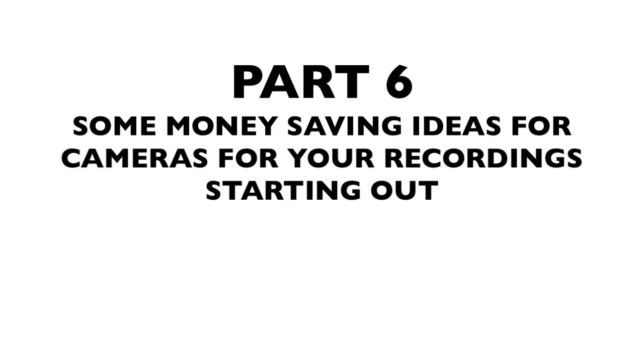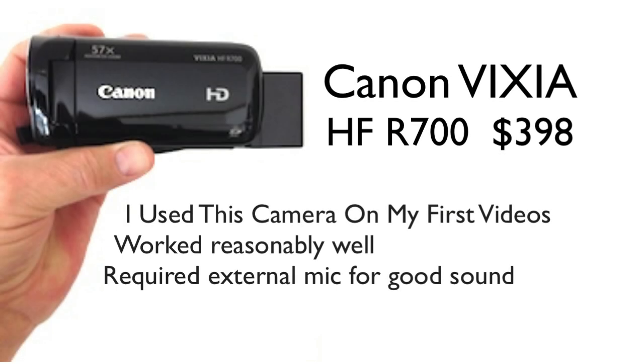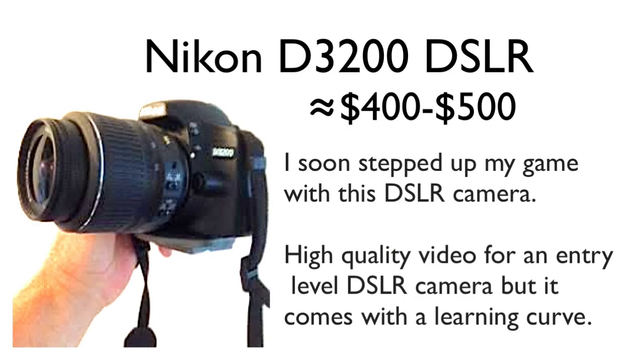Part 6, some money-saving ideas for cameras for your recording starting out. Now, when I started out on YouTube, I got this Canon Vixia HF R700 for about $400. I used this on my first probably 8 or 10 videos, and it worked reasonably well. It did require an external microphone to get good sound out of it. And then a few months later, I got this Nikon D3200 DSLR camera for $500, and I got very high quality video for an entry-level DSLR camera. But DSLR cameras do come with a learning curve, and it takes some time to get used to them.